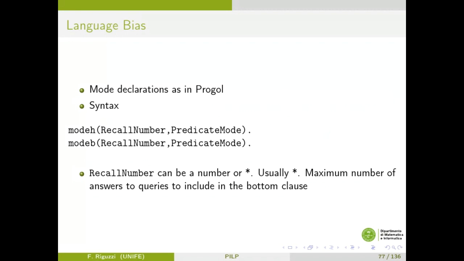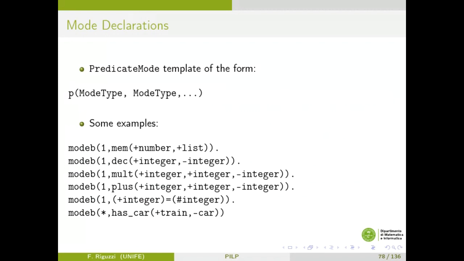So you specify mode declarations. You specify mode declarations for the head and for the body. The mode declarations have a recall number and a predicate mode. The recall number is an integer or an asterisk, and the meaning will be clear in a moment. The predicate mode is a predicate applied to a number of arguments which are of the form mode type, where mode can be either plus, minus, sharp, or minus sharp, and the type is a constant.